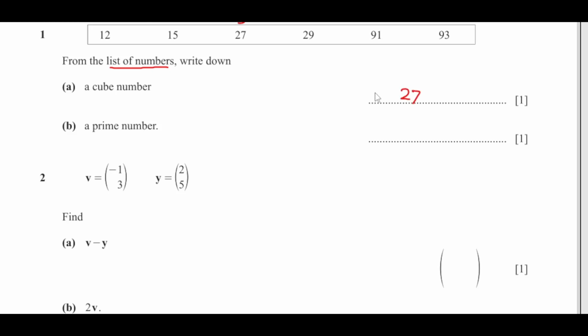Now a prime number. A prime number is a number that cannot be divided by any other number except the number itself and 1. So we have 29 here. So I will write down 29 here, right?